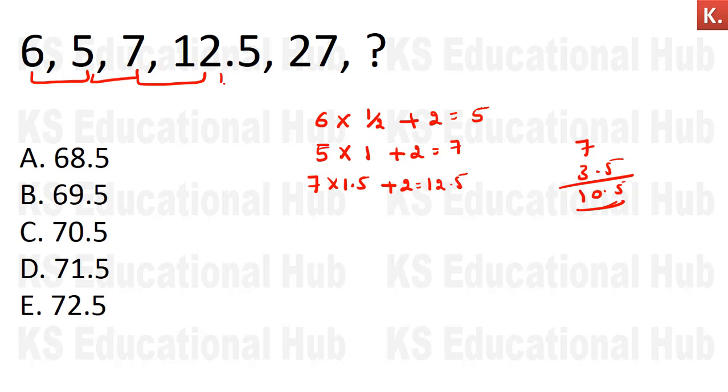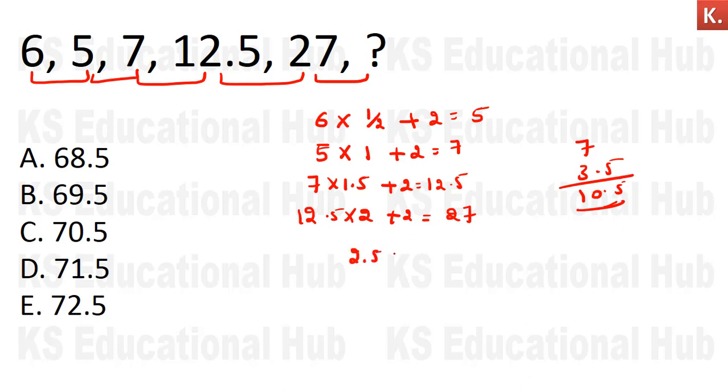How can 12.5 be made as 27? To make 12.5 as 27, I'm going to multiply 12.5 with 2 plus 2. 12.5 into 2 is 25, and 25 plus 2 is equal to 27. How can 27 be made as the next value? See, it is of 1, 1.5, 2. The next one has to be 2.5.